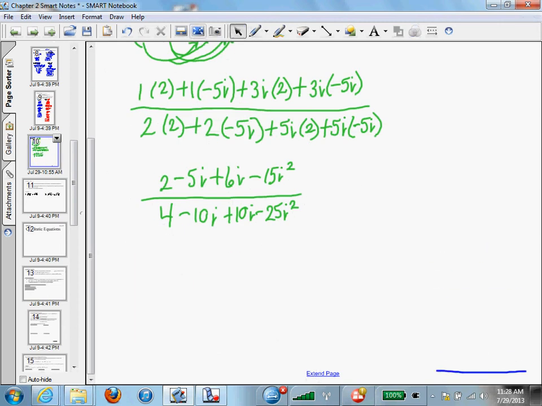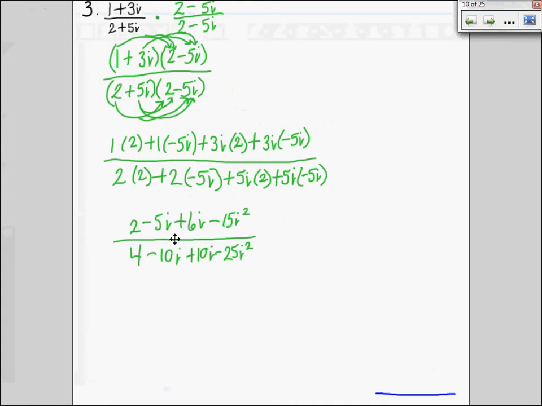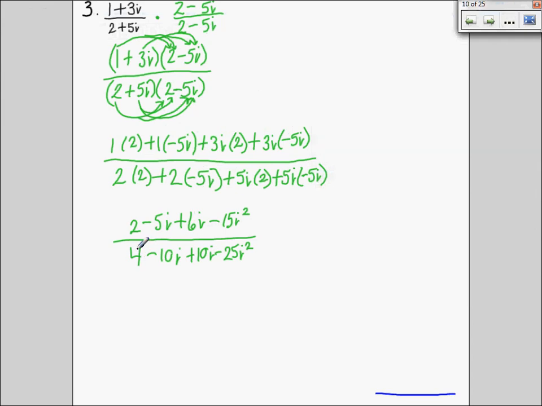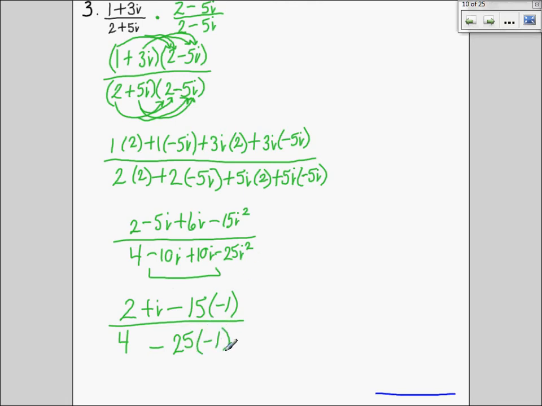Let's continue on with our problem. On top we'll have 2, and then we simplify negative 5i plus 6i, we have just positive i. Now let's have negative 15, and let's replace the i squared with what it represents, negative 1, over 4. And if you look, the middle terms here, negative 10i plus 10i gives you just 0, so those cancel out, minus 25. And in this case, the i squared, let's just replace it with a negative 1.